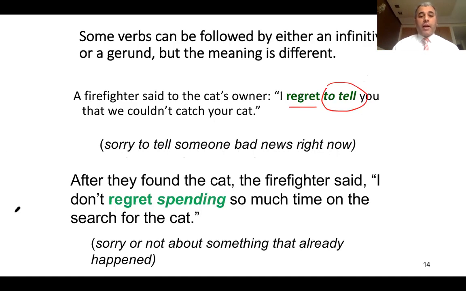After they found the cat, the firefighters said, "I don't regret spending so much time on the search for the cat." Now, what is the meaning you have here? So you have regret followed by a gerund here. The meaning is that you are sorry or not about something that already happened. So you see, there is a difference in meaning in the two sentences.